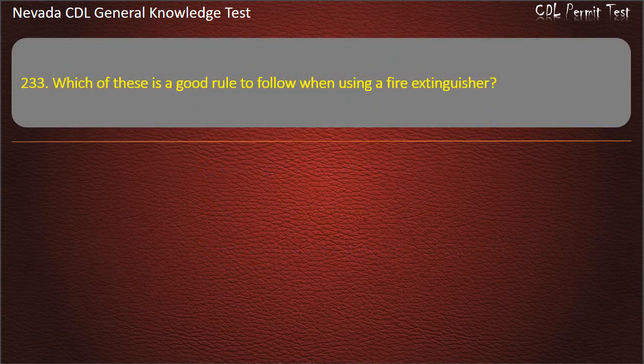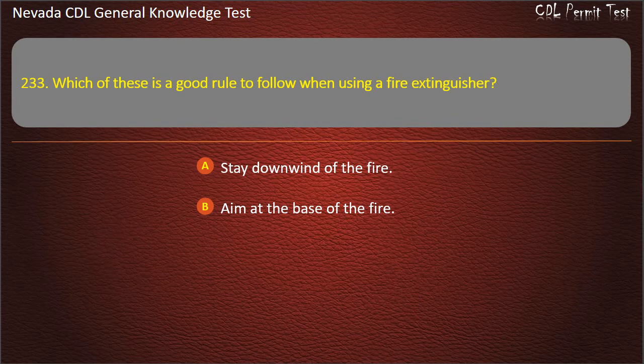Question 233. Which of these is a good rule to follow when using a fire extinguisher? Stay downwind of the fire. Aim at the base of the fire. Keep as close to the fire as possible. Answer. Aim at the base of the fire.